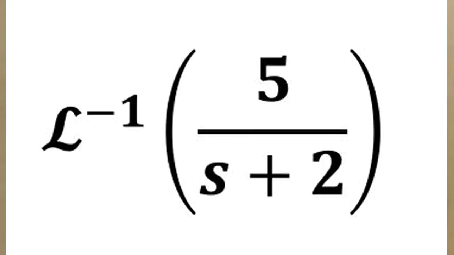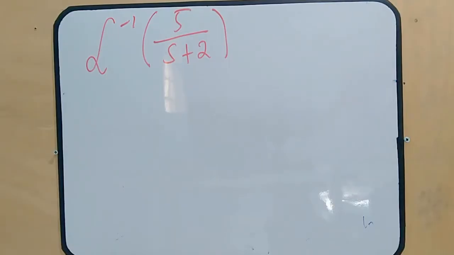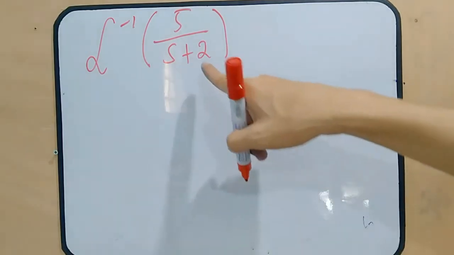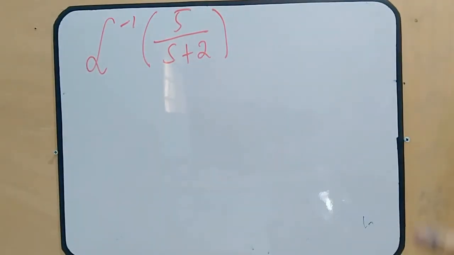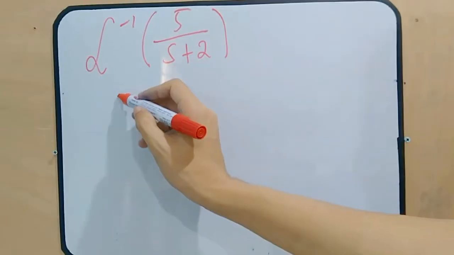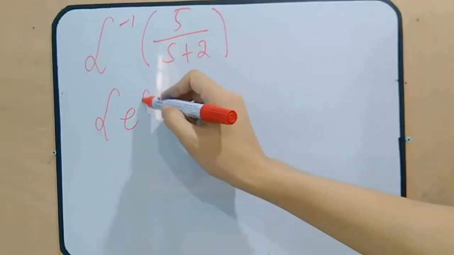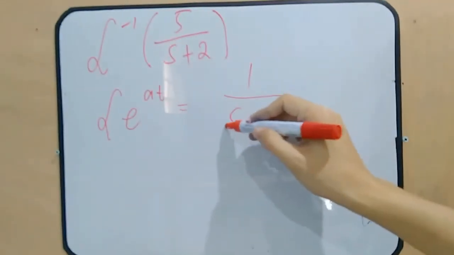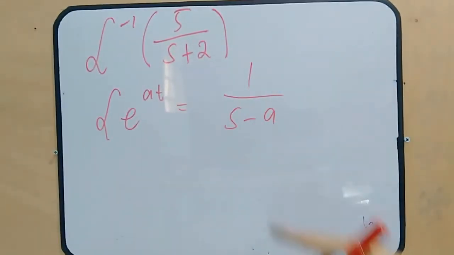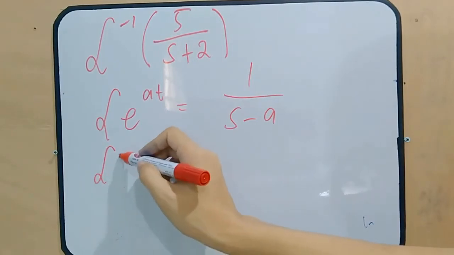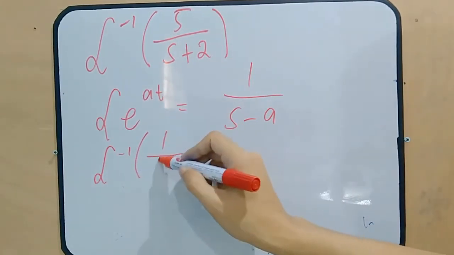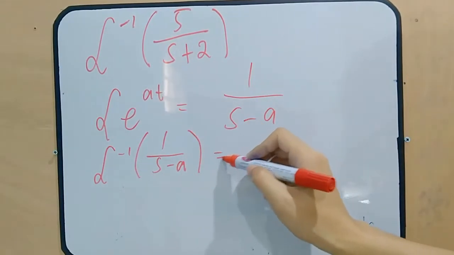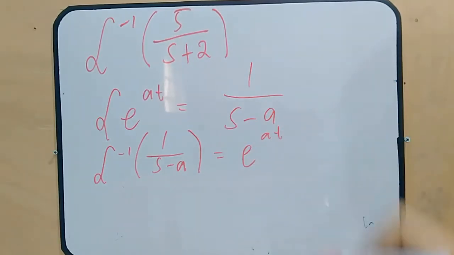So ito guys yung first problem natin, the inverse Laplace transform of 5 all over s plus 2. Now kung babalikan natin guys itong form na to, this is actually the Laplace transform of e raised to at. So yung Laplace transform of e raised to at is equal to 1 all over s minus a. Now, of course, the inverse Laplace transform of 1 all over s minus a, that is e raised to at. So, yun guys, babalik na rin natin yung process.